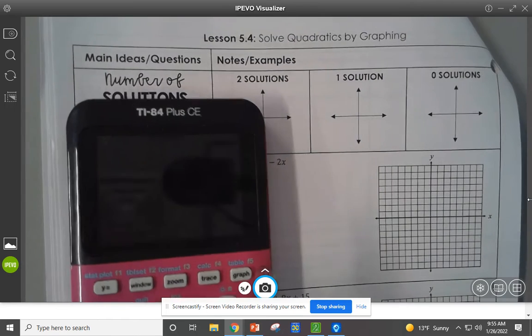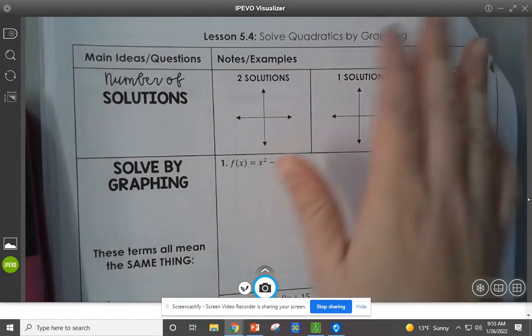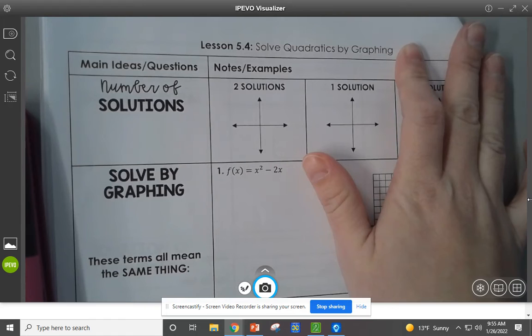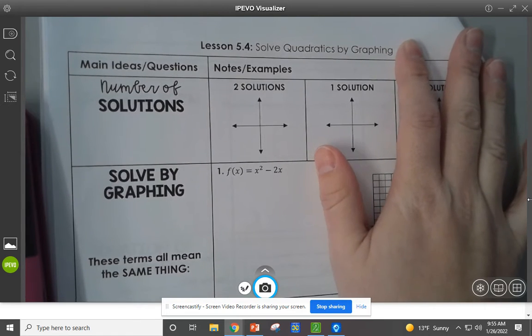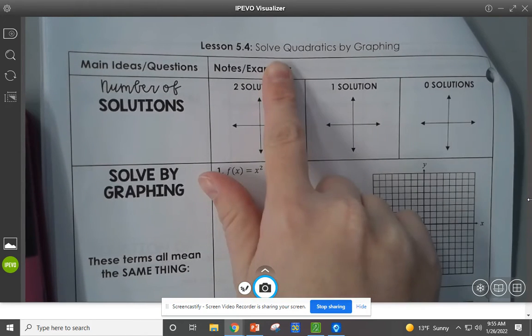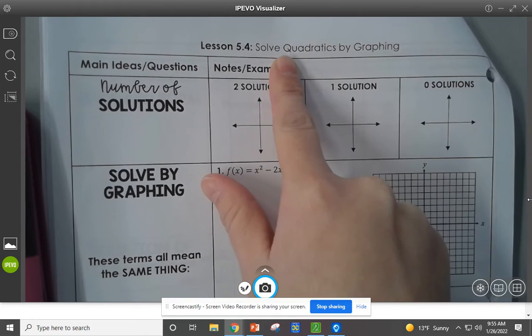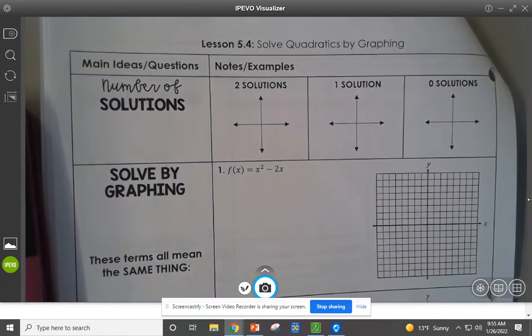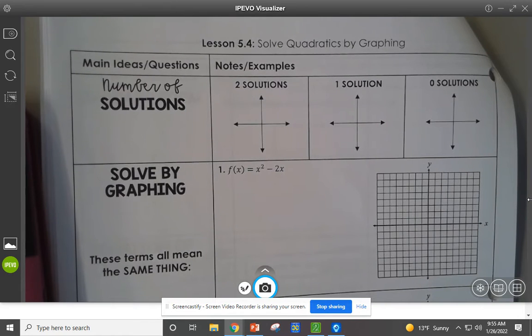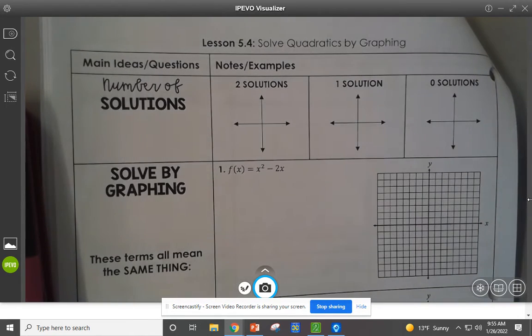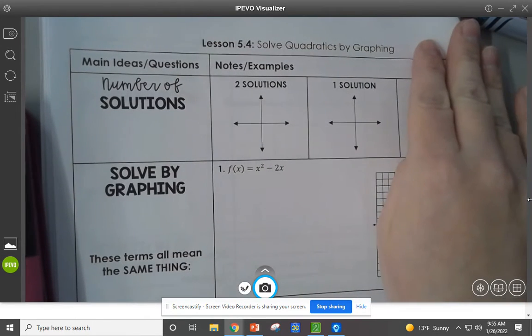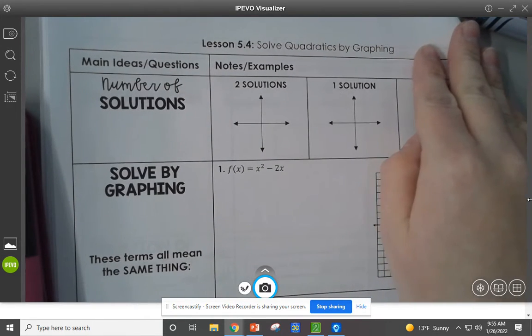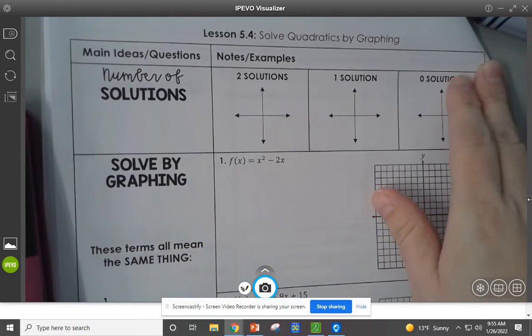We're going to be doing lesson 5.4, which is solving quadratics by graphing. And when we're talking about solving, we're looking for the x-intercepts. There are quite a few ways that we're going to be looking for the x-intercepts in this unit, but the first one is graphing. It's the easiest. You're just going to type it in the calculator.